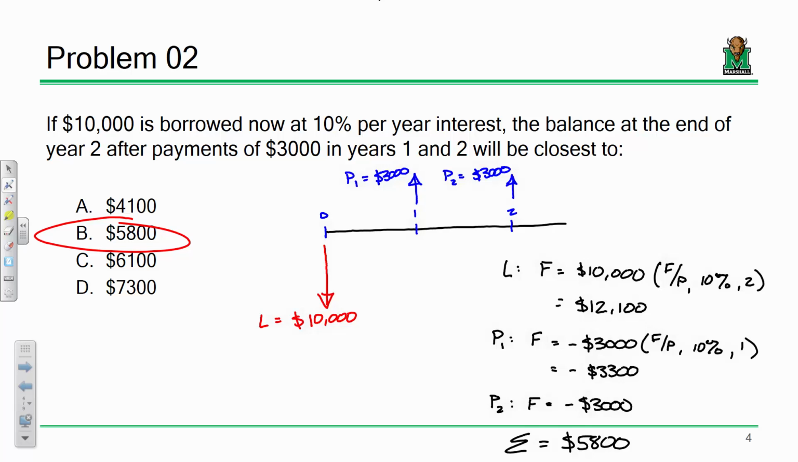If they asked what is the present value of the amount that you're going to pay in year 2, then you have to take that future value and discount it back to present value. So that'd be P over F for 2 years.